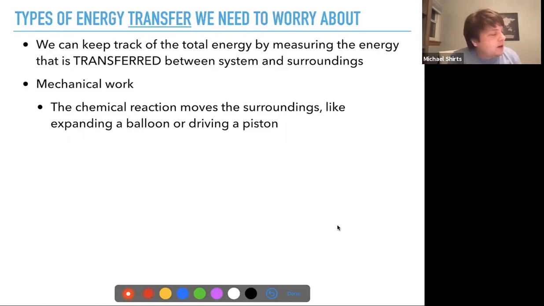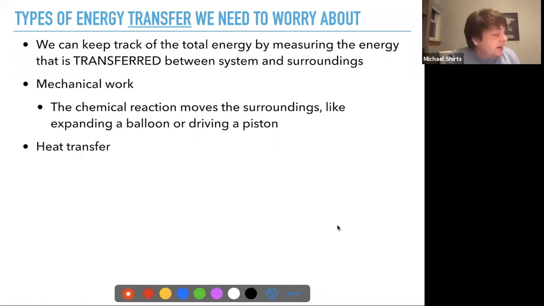Okay, so mechanical work. A chemical reaction can move the surroundings, like expanding a balloon or driving a piston. That's how automobiles work: there's a chemical reaction with an explosive amount of gas. It moves a piston, and the chemical energy is turned into mechanical work. The molecules that are reacting push against the piston and do mechanical work on their surroundings.